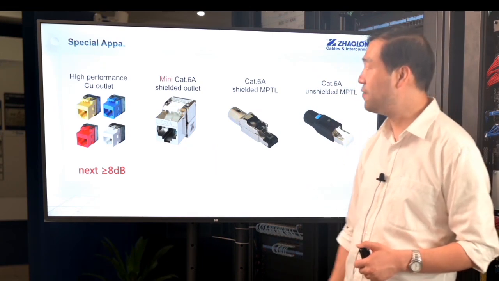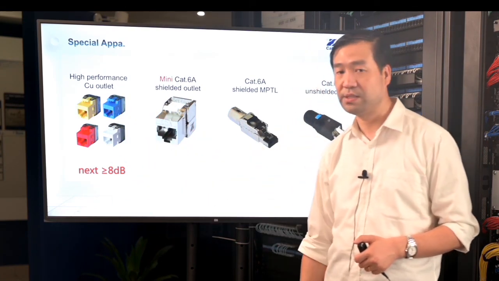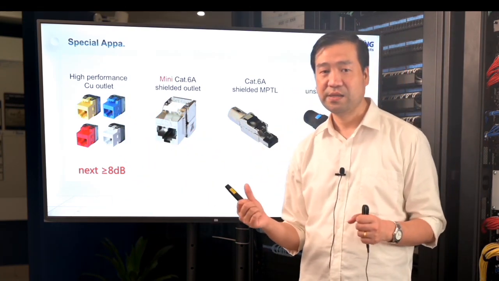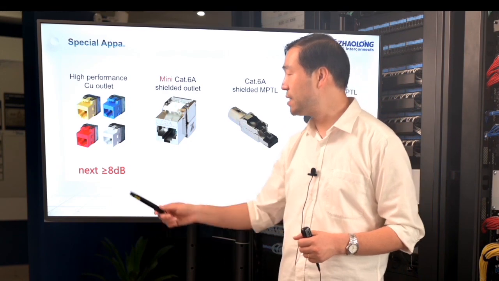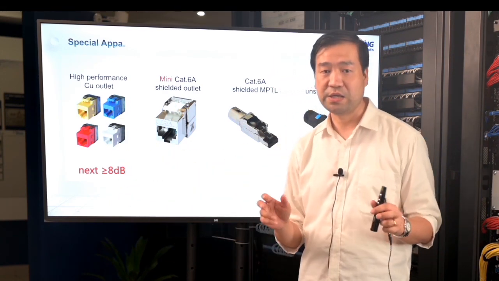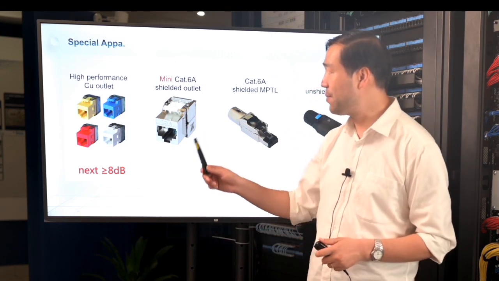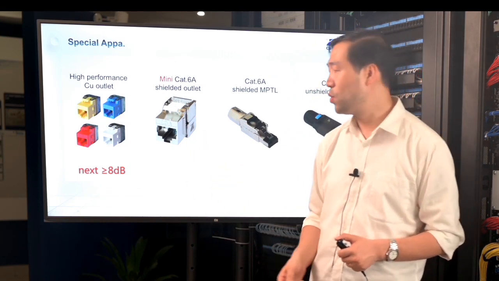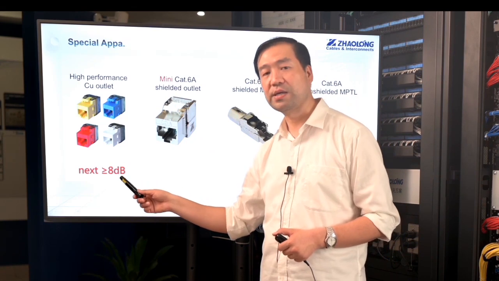First one, we have a high performance copper outlet, and that's the Cat6 degree. And you can see the 4 different color. Actually, we have 10 different color in our stock. So that means the high performance. That means after we test, we got the next parameter more than 8 dB.